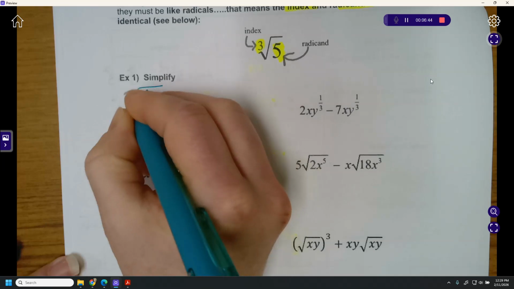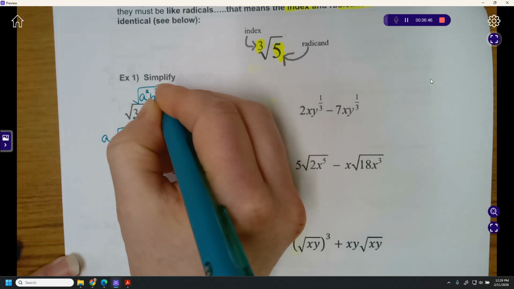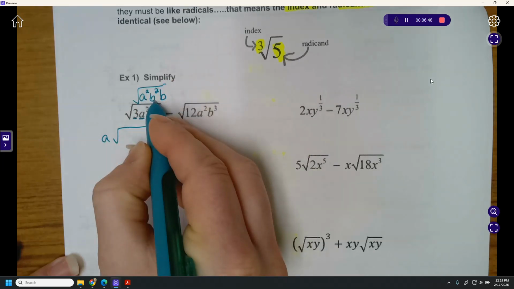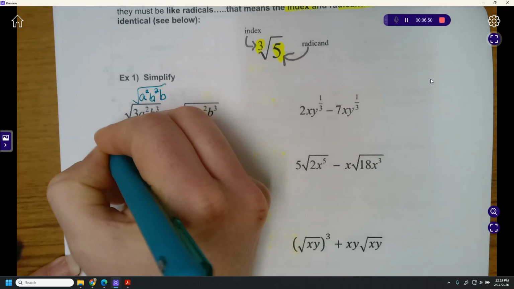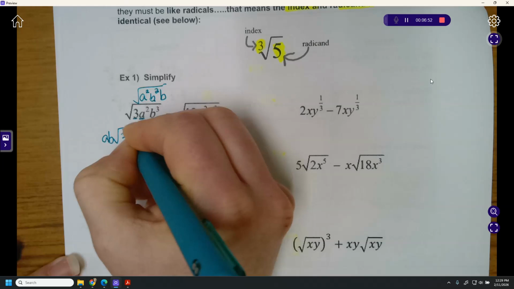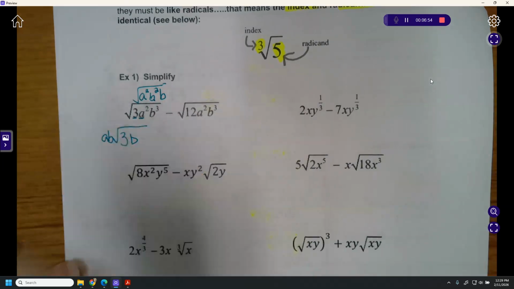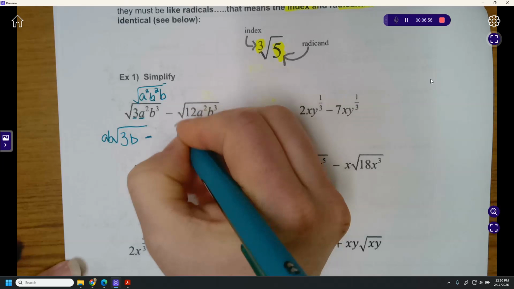b cubed can be written as b to the second times b. I can also take that b out. So I have an ab, and then 3b stays in. I maybe should have rewritten that a little better.